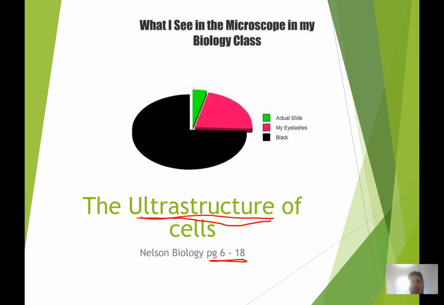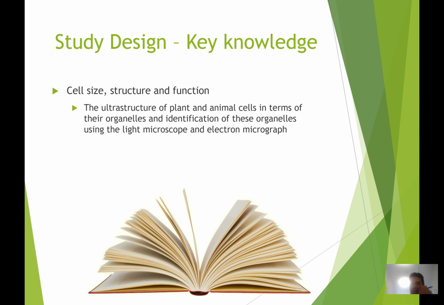We're still in Nelson Biology page 6 to 18. We haven't really gotten off that, but it's just a bit more specifics on those topics. So in the study design, we're looking at the ultrastructure of plant and animal cells, in terms of their organelles, and identification of these organelles using both the light microscope, which we have and will be using in class, but also the electron micrograph, which is a little bit more high-tech.